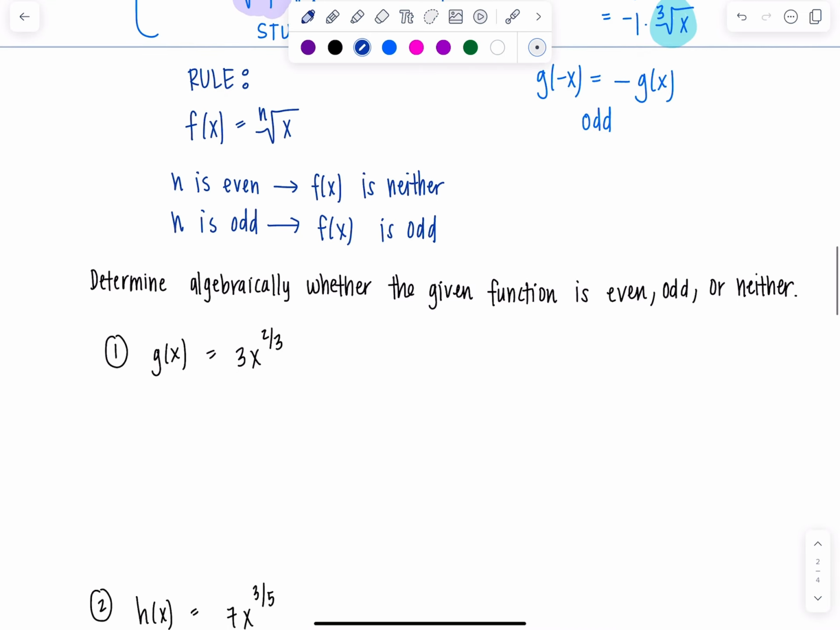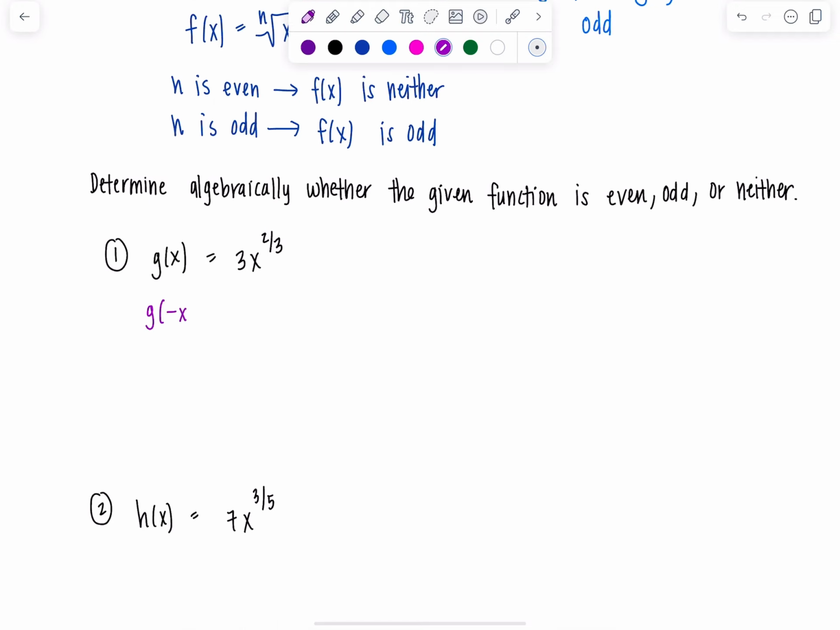So the directions say something like determine algebraically whether the given function is even, odd, or neither. And we have g of x equals 3x to the 2/3. Okay, so starting off, I'm going to substitute in negative x for x. So I have 3 times negative x to the 2/3. Now you can leave the exponent like this and just clean it up if you feel comfortable. But if not, what I'll do is rewrite it using radicals. So if you have something raised to the 2/3 power, whatever the denominator is, that's the root that you're taking. So we have cube root of negative x. And then you see how this numerator is a 2. This whole thing gets squared.